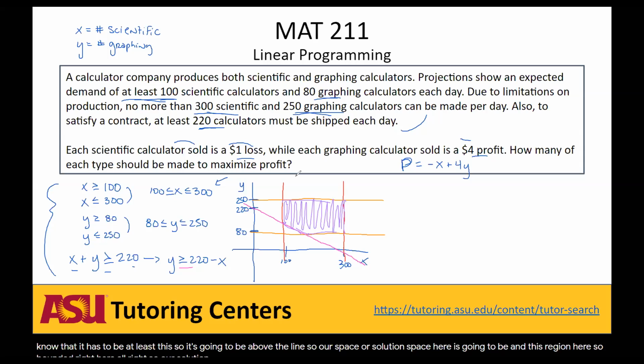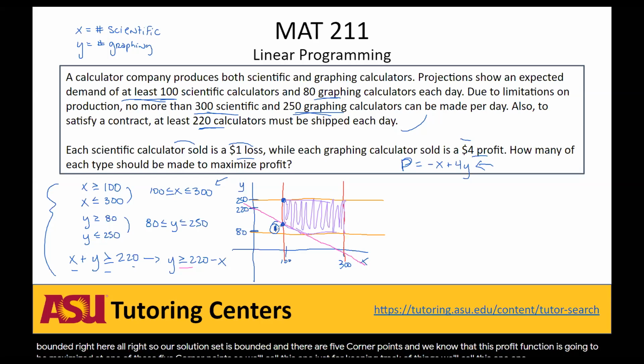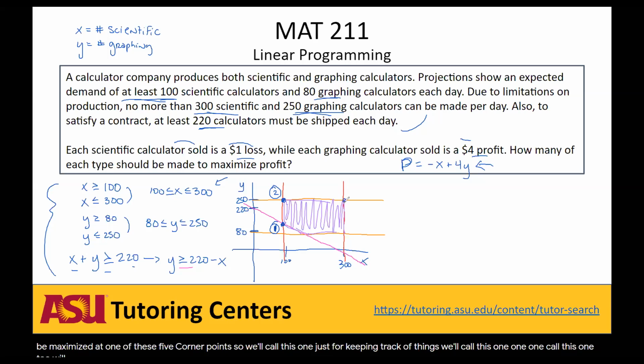So our solution set is bounded, and there are 5 corner points. And we know that this profit function is going to be maximized at one of these 5 corner points. So just for keeping track of things, we'll call this one 1, this one 2, this one 3, this one 4, and this one 5. Okay, great.